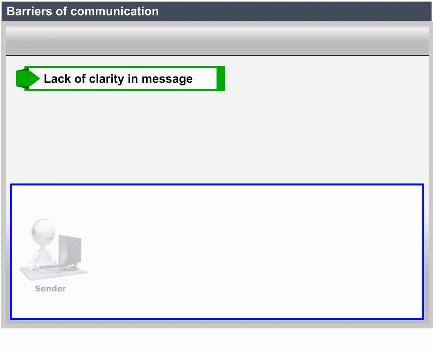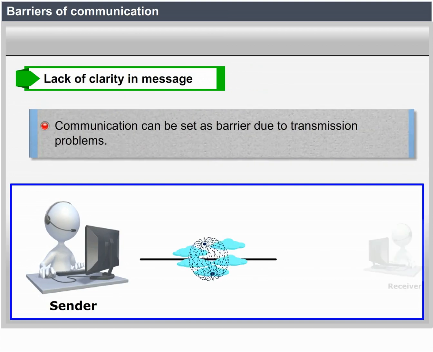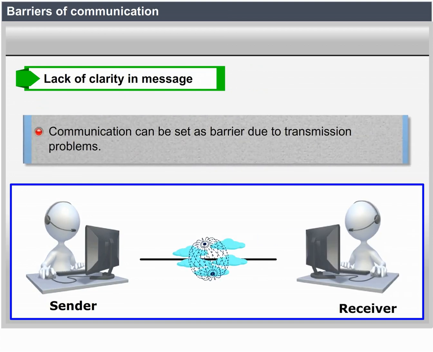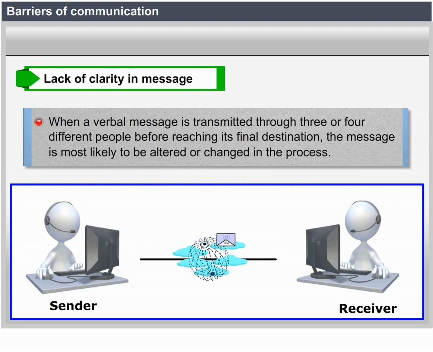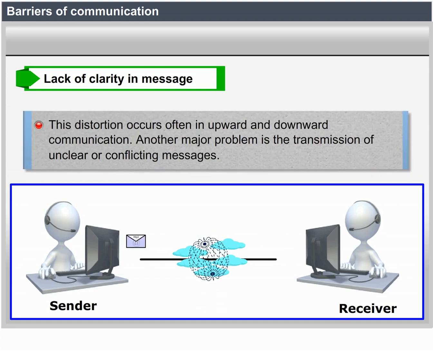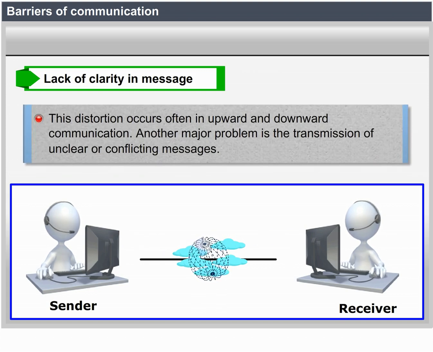Problems in message transmission. Communication can also break down because of transmission problems. One major difficulty is the number of transmission links. When a verbal message is transmitted through 3 or 4 different people before reaching its final destination, the message will most likely be altered or changed in the process. This distortion occurs often in upward and downward communication.